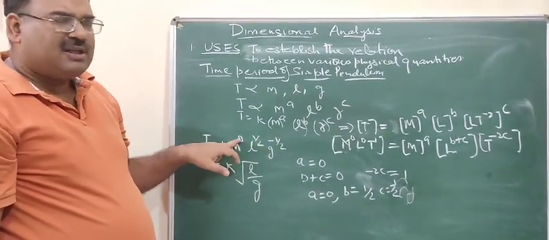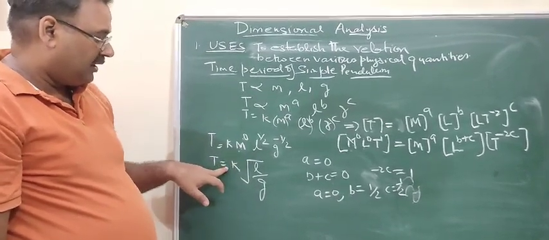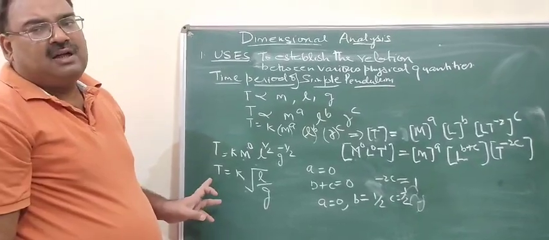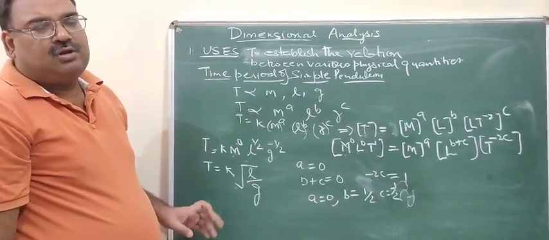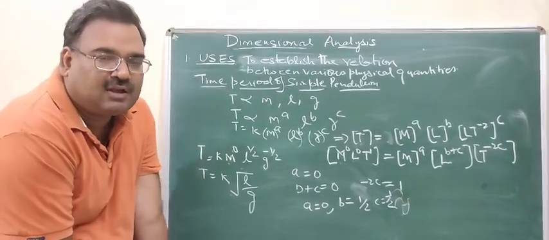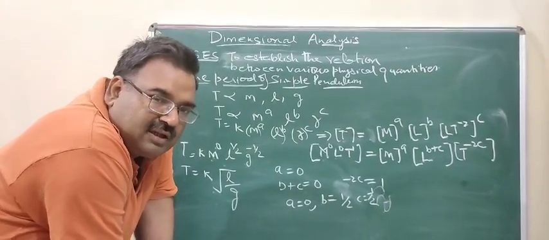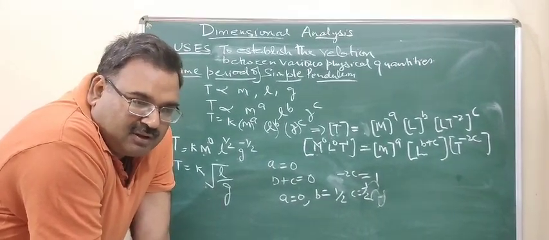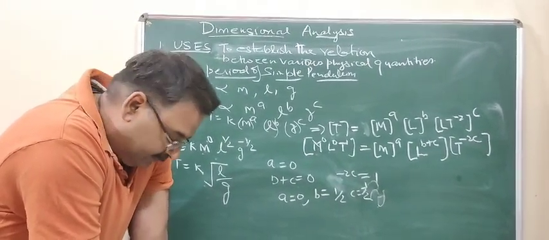M raised to power 0 is 1. So T is equal to K under root L over G. So this is the formula of time period. Time period is equal to constant into square root of length upon acceleration due to gravity. So this is the time period of a simple pendulum.